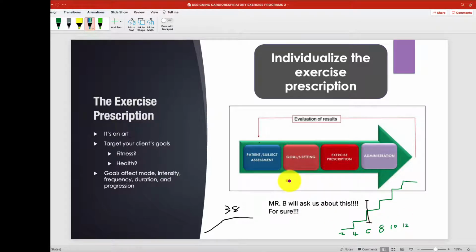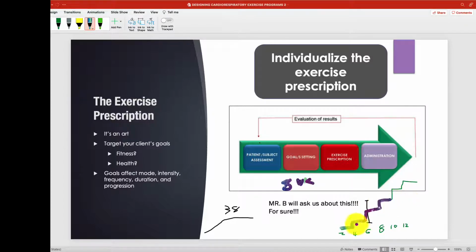Let's just say 8 weeks later, we came back and we put them on that same graded exercise test. Let's say they hit the 4 minute mark, they're going strong. They hit the 6 minute mark, they're going strong. They hit the 8 minute mark, they're going strong. They get to 10 and they fatigued.